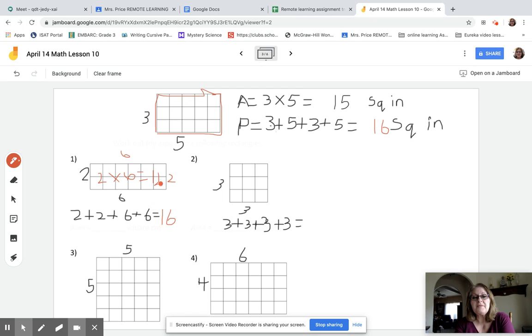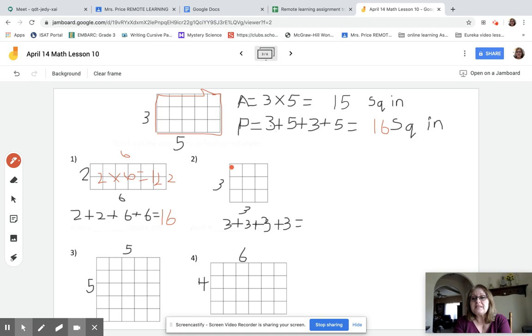So the perimeter of this shape is 16. Oh, that's interesting, because the perimeter of this shape is 16 also. So look at that. They don't have to be the same to have the same answers. And area and perimeter are usually different. Not always, but sometimes.